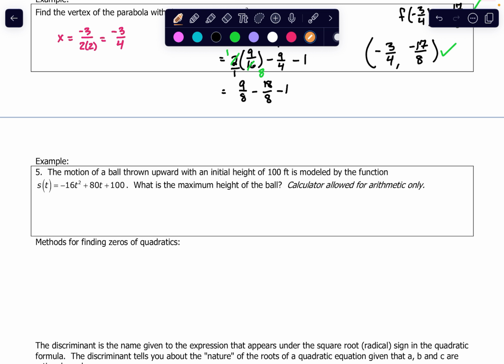For those of you in physics, you should know that this -16 coefficient means that this is an acceleration of -16 feet. I forgot the units for acceleration in this moment, but note that this is in feet and not meters. So if we're talking about the maximum height of the ball, what that is really saying is we are wanting the vertex here.